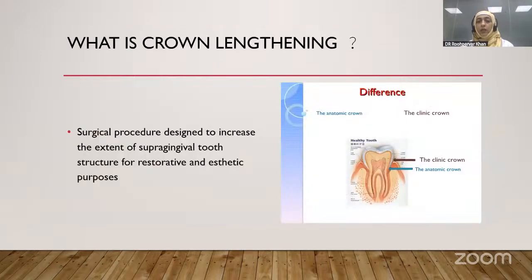So what is crown lengthening? Before understanding crown lengthening, we should understand that crown length is of two types. That is clinical crown length, which is visible clinically, and the biologic crown length, that is the length from the occlusal tip or the incisal margin to the CEJ. The surgical procedure designed to increase the extent of supragingival tooth structure for restorative or aesthetic purpose is known as crown lengthening.